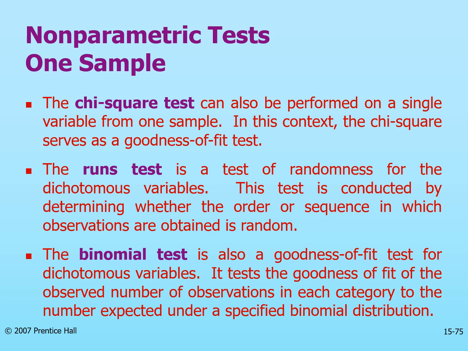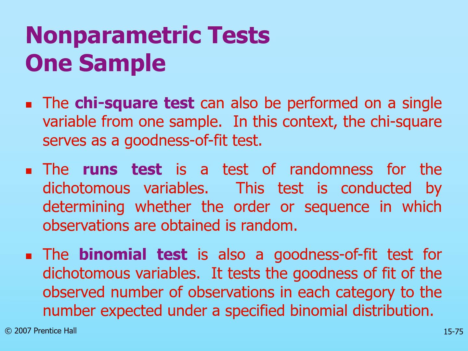The run test is a test of randomness for a dichotomous variable. You are going to make the run test for a dichotomous variable. Dichotomous variable means two categories. The test is conducted by determining whether the order or sequence in which observations are obtained is random.